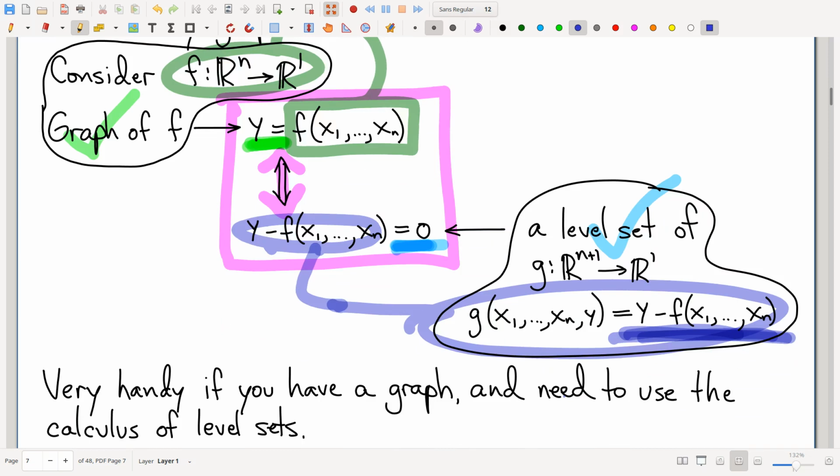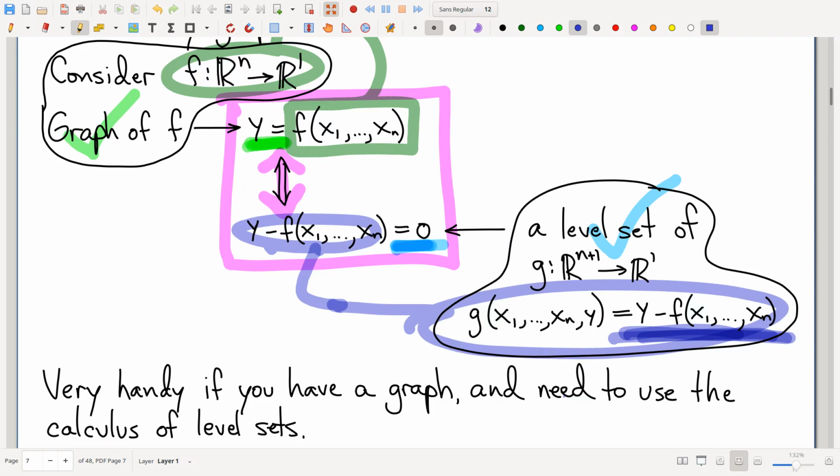And furthermore, it's structurally very different from f. f is a function of merely n variables, x1 through xn. This expression here is more than that. This expression does depend on x1 through xn, but it also depends on y. So y is now an input variable for this function called g.